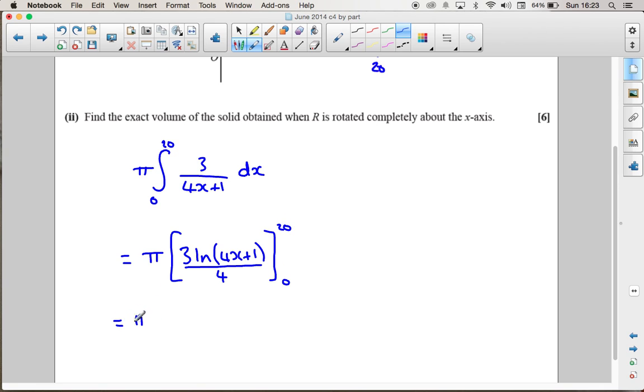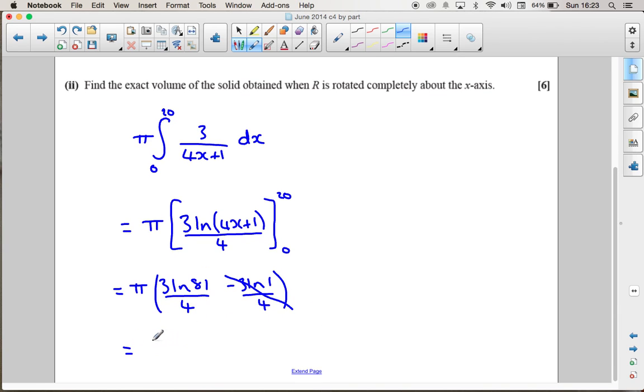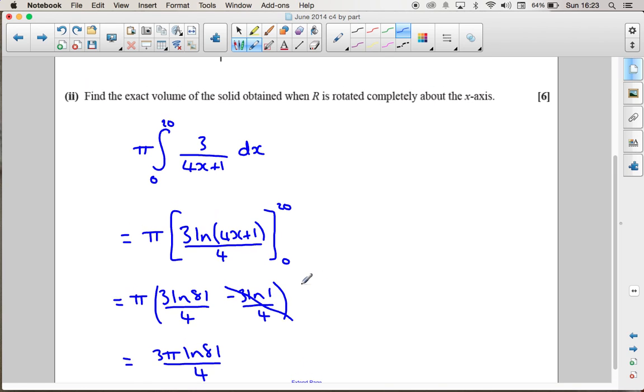And when I substitute 20 in, I'm going to get 3 natural log of 81 over 4, take away 3 natural log 1 over 4. The natural log of 1 is 0, so that disappears, and we have 3 pi ln 81 over 4. That's the whole region, that's the whole solid.